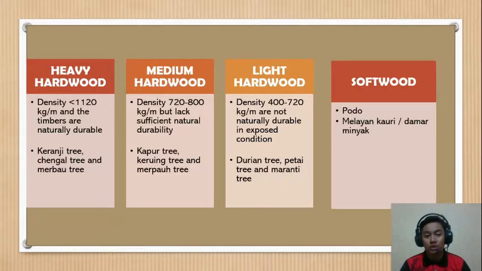Medium hardwood. Density 720 to 800 kg per cubic meter but lacks sufficient natural durability. For example, Kapur tree, Keruing tree, and Mapau tree. Lastly, light hardwood. Density 400 to 720 kg per cubic meter, not naturally durable in exposed conditions. For example, durian tree, petai tree, and meranti tree.